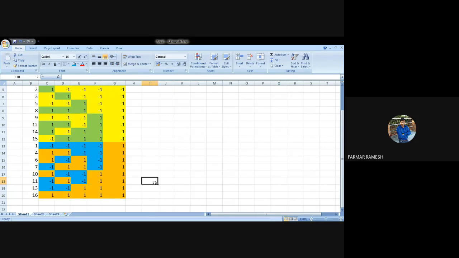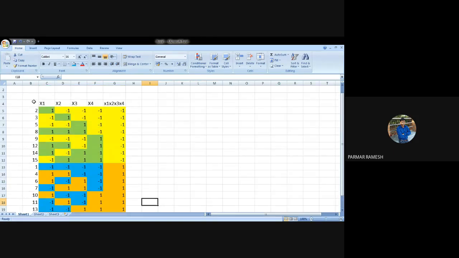So this is called blocking. This is my first block, the yellow one, and the orange one is my second block. So I will perform the first 8 experiments, which are marked with yellow, on day 1, and the second 8 experiments, which are marked with orange, on day 2. So this is called blocking.